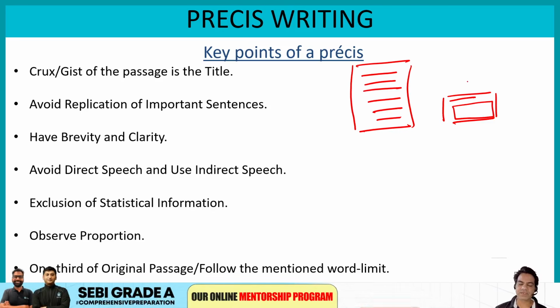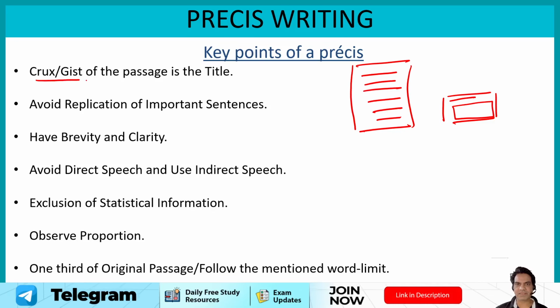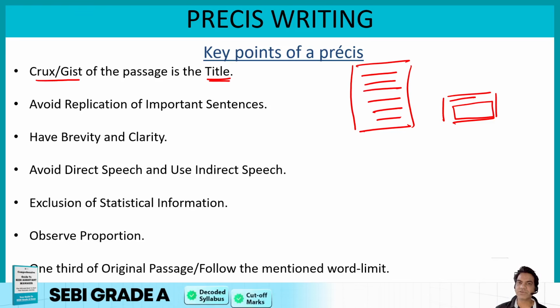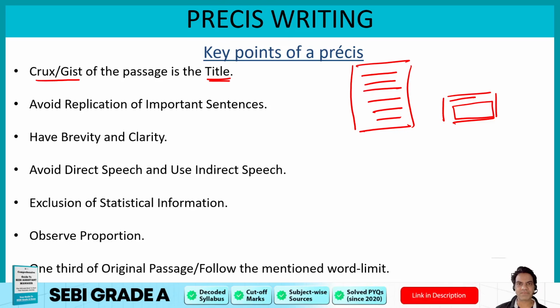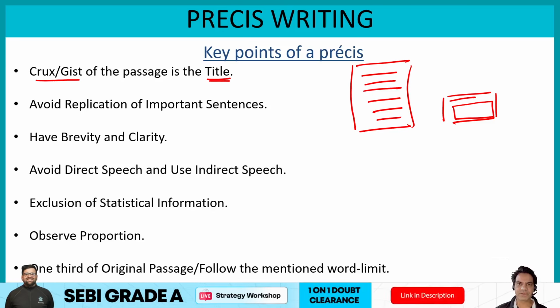So what are the key points of a précis? See, the title of the précis should be the crux of the passage. The underlying main theme that the author has discussed here should be briefly told in the title of the précis. So the crux of the passage should be the title, and do not forget the title, guys. If you forget the title, you will lose 3 to 4 marks. Please remember this. So please don't think that we can write a précis without a title, or we can write a title at the end of this. Don't do that. Don't skip it.